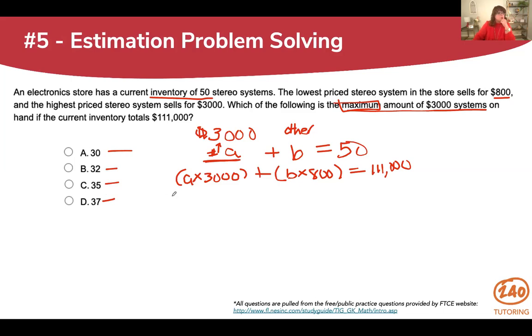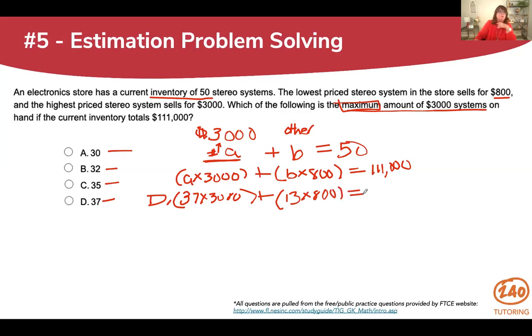This is just the most simple to me. So I'm going to say, if I take answer choice D, that is going to be 37 times 3,000 plus, now I know if A is 37, whatever B is has to equal 50. So B in this equation would be 13, because 37 plus 13 equals 50. So at the very lowest amount, we could have 13 at that $800 mark, okay? And we could solve that.